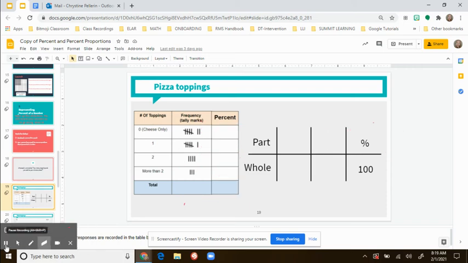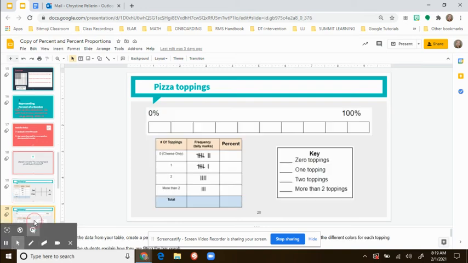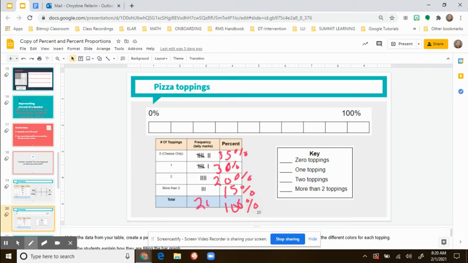Now we're going to go to the next slide, now that we know all the percents, and we're going to write them. Give you a second to write the percents that you wrote in the other slide. Cheese was 35%, one topping was 30%, two toppings was 20%, and more than two toppings was 15%, and of course this was 100%, and the total was 20 over 20.